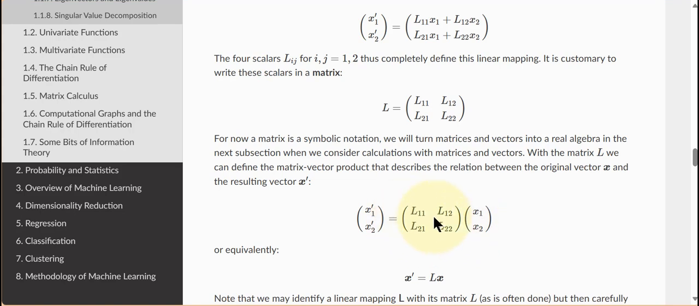Whenever you have matrix multiplication like this, it can be thought of as a linear mapping. And we also saw, just from this whole long argument, that if you have a linear mapping, it can be represented as matrix multiplication.